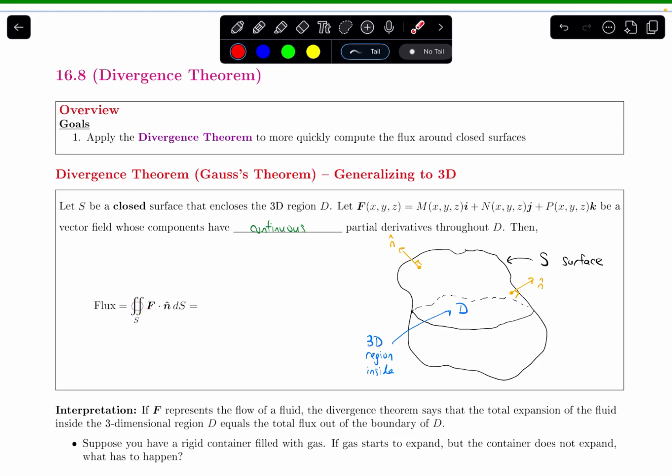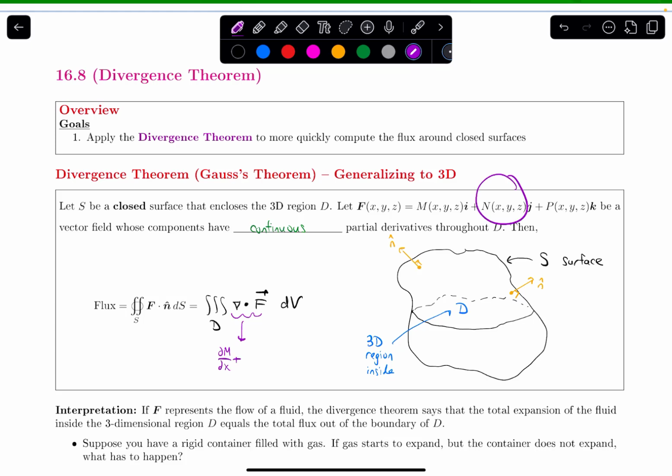Now instead of having a double integral, because D is 3D, I need a triple integral. It's going to be equal to the triple integral over D of the divergence, which I can write as this del dot my vector field, and then I write dv for my triple integral. And remember what the divergence gives me is, it's going to do the partial of this first component with respect to x, so partial of m with respect to x, and then plus the partial of n with respect to y, and then plus the partial of p with respect to z.